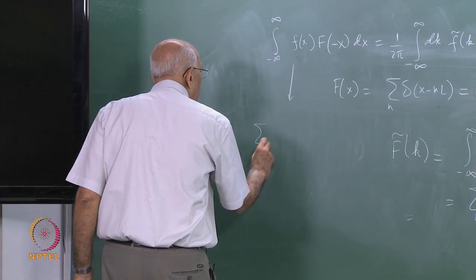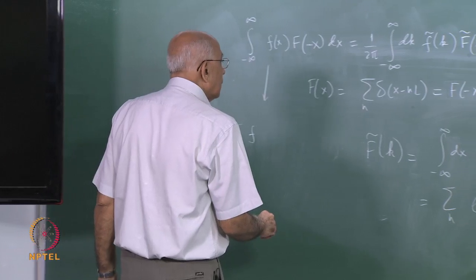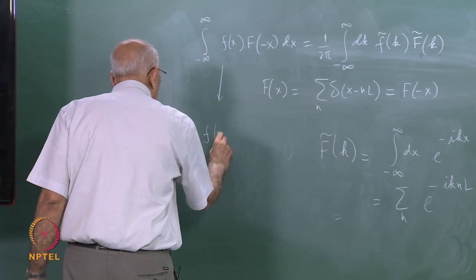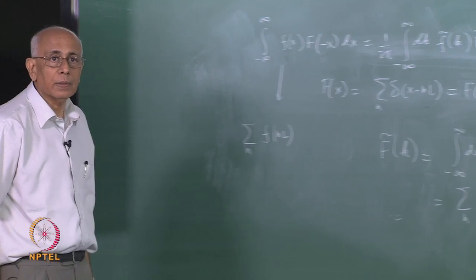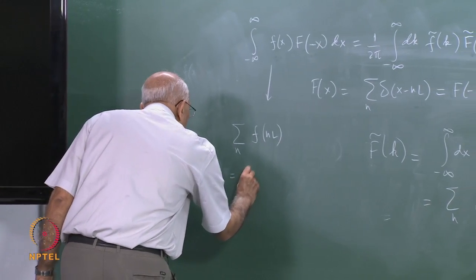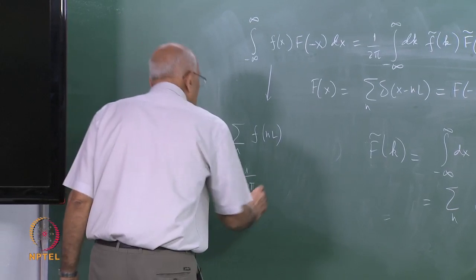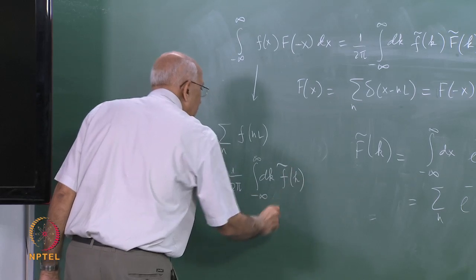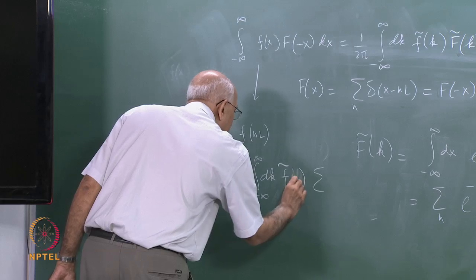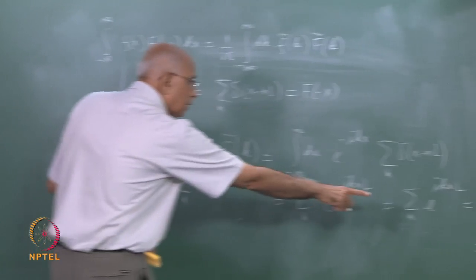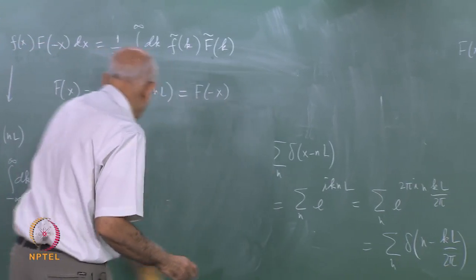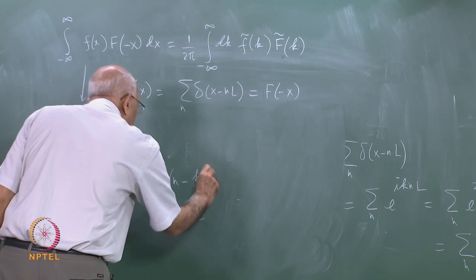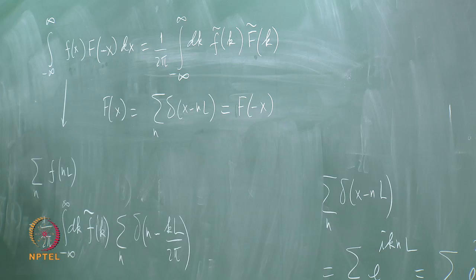summation over n f of, now x is replaced by nL, so nL, this thing here, is equal to 1 over 2 pi integral minus infinity to infinity dk f tilde of k, and then summation over n, and this thing here delta of n minus kL over 2 pi, and I would like to do the k integration.